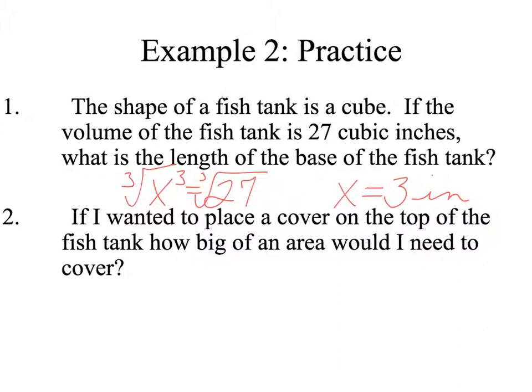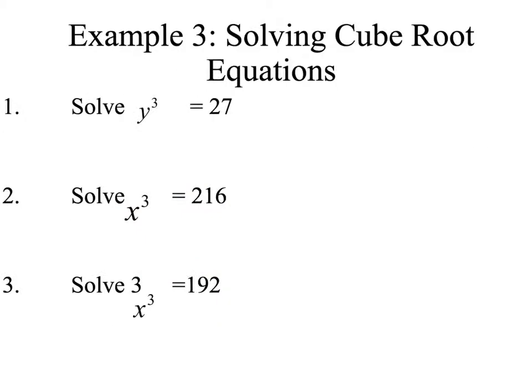If we wanted to place a cover on top of the fish tank, okay, so just a flat piece of wood just to place on top of the fish tank, that would be area for the lid. So that would be 3 times 3, or 9 inches squared. How big of an area would I need to cover? We've already talked about cube root equations when we were doing the evaluating problems. But here they are more mathematically, not represented in the word problems. Again, to get rid of y cubed, you're going to cube root each.